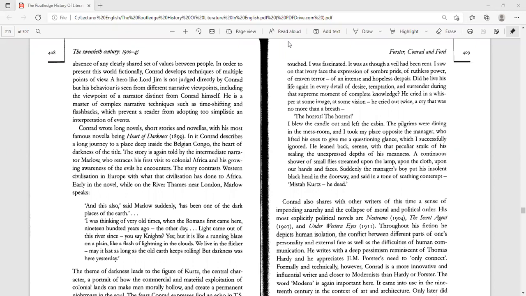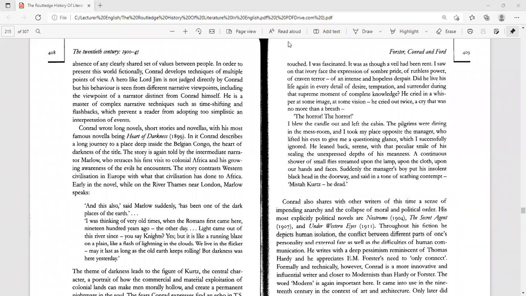Marlowe tries to bring Kurtz back, but he fails after different trials and difficulties. When he tries to bring Kurtz back, Kurtz dies on the way, and his last words were "horror, horror."